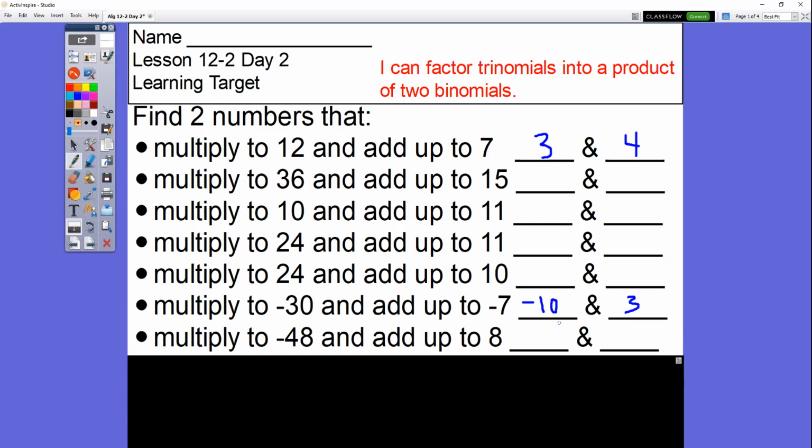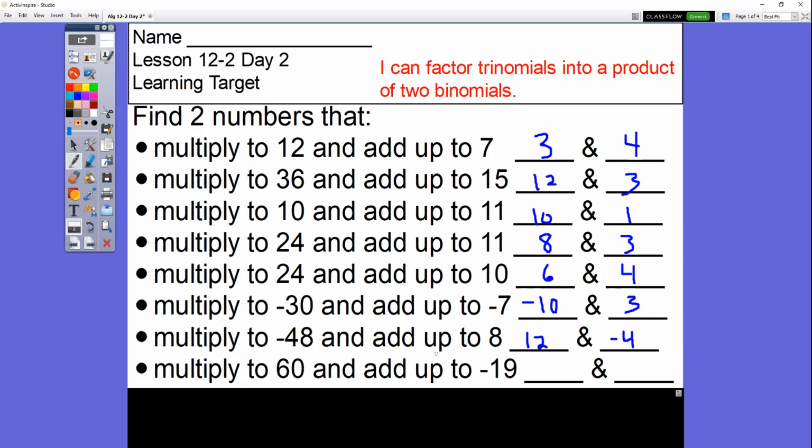Go ahead and try this one. When you multiply them together, they give you negative 48, but when you add them together, they give you positive 8. Go ahead and type your answer into the chat, please. What times what is negative 48 that adds up to 8? Good. I see a couple of correct answers, 12 and negative 4. 12 times negative 4 is negative 48, but 12 plus negative 4 is positive 8.